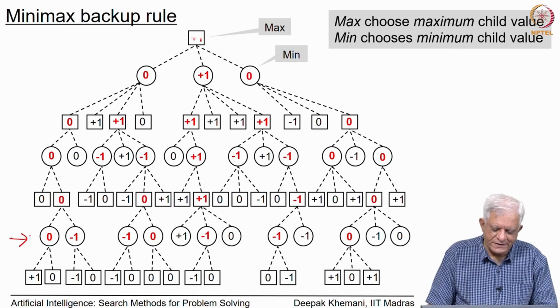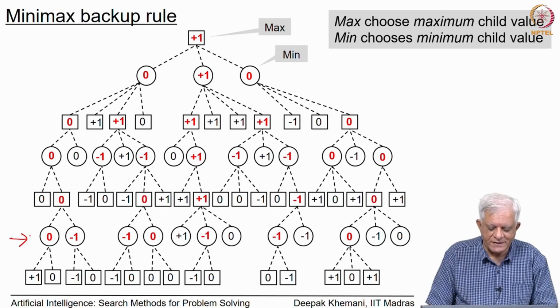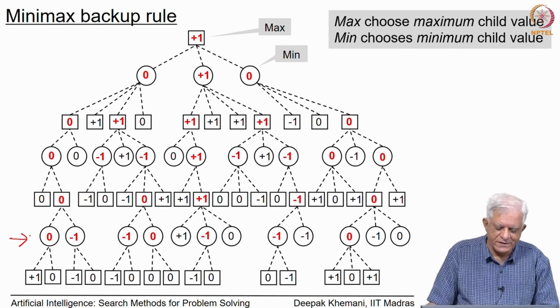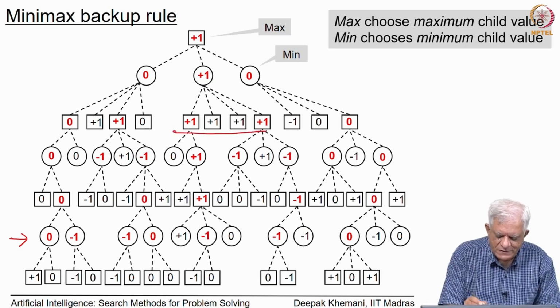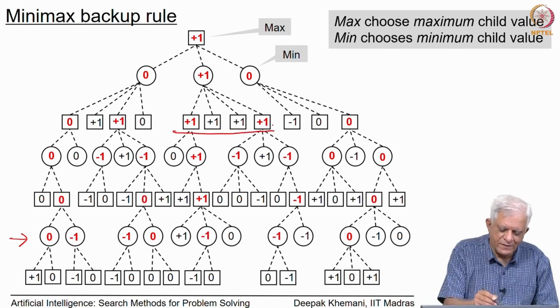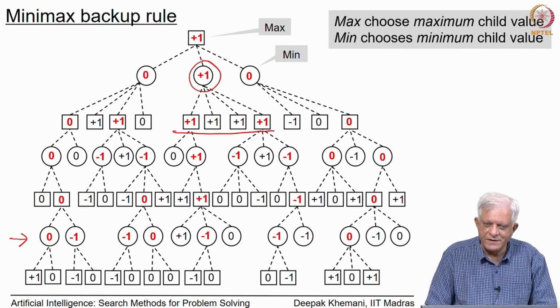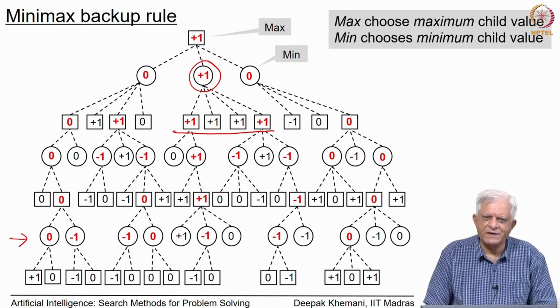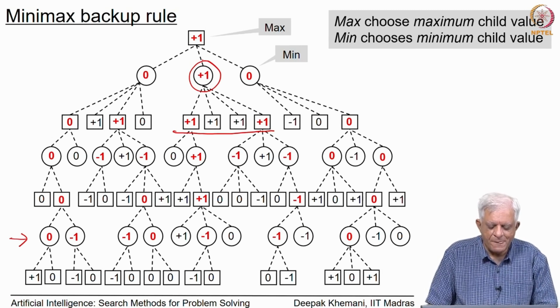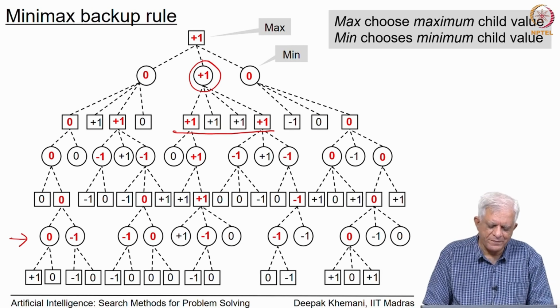Sometimes, as you can see, min is forced to choose +1, which is a win for max, and that happens for example, here when all the children of that particular min node are labeled as +1. So, it has no choice but to back up a +1. So, this small game tree that we constructed, somewhat random tree, is such that if both the players play perfectly, then max will win the game essentially.